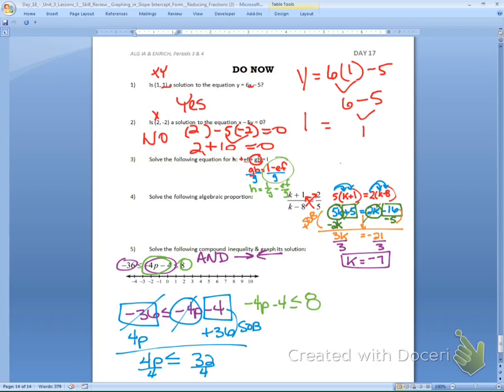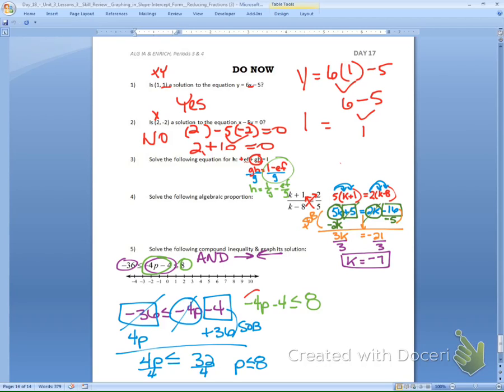There's a 4 that's beside it, so we have to divide it. It's a positive 4 that we're dividing by, so our inequality stays as it is, a less than or equal to. 32 over 4 is equal to 8. I'm going to wait to graph it until I solve my other inequality.